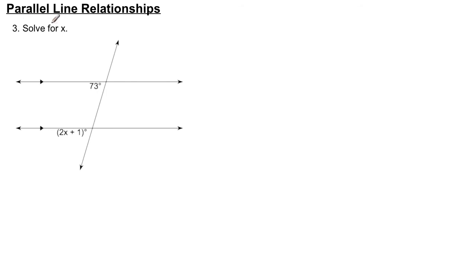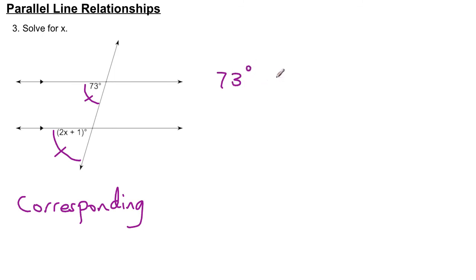We're solving for x. Okay, and so we want to use the fact that these are corresponding angles, right? And we know they're congruent. Okay, so these are corresponding. Do you see that? So we know these are equal angles. So what we're going to say is that 73 degrees is equal to this angle here, 2x plus 1 degrees.